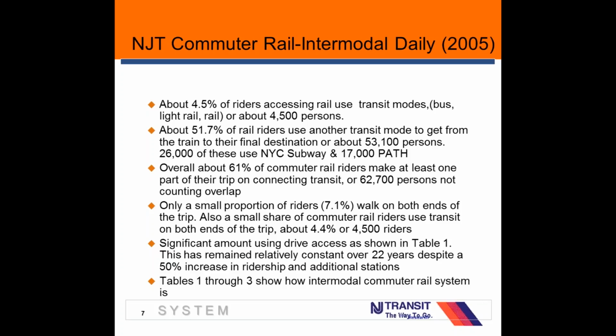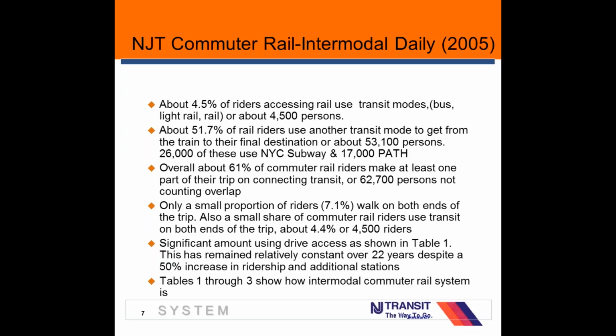A lot of these are on the New York City subway system or the PATH, which is a rapid transit system operated by another agency. So overall, about 61% of these commuter rail riders make at least one part of their trip on connecting transit, i.e. they're multimodal, they're using more than one mode. Only a very small proportion of the riders on this system walk on both ends of the trip, which is unlike a traditional local bus where a majority of riders simply walk on both ends of the trip.